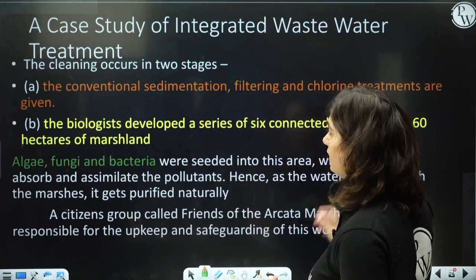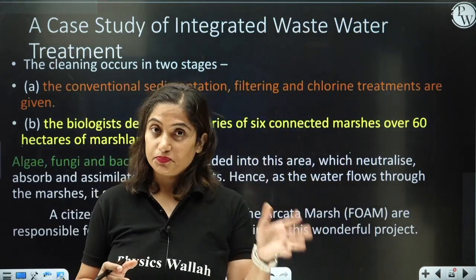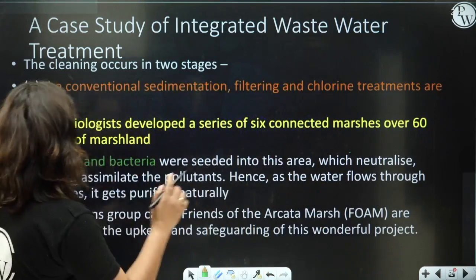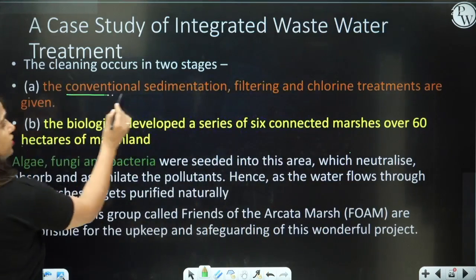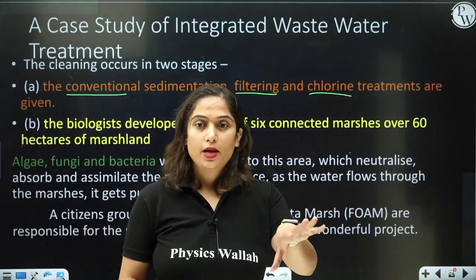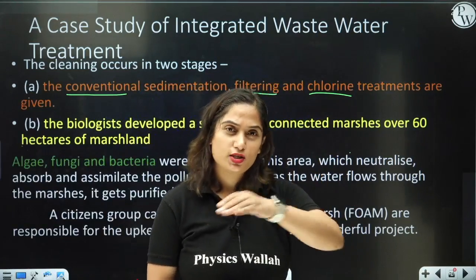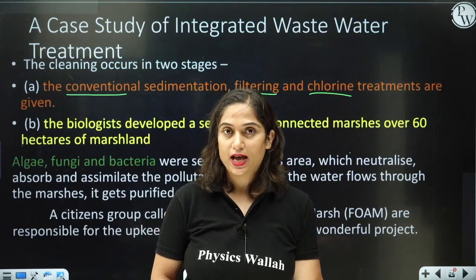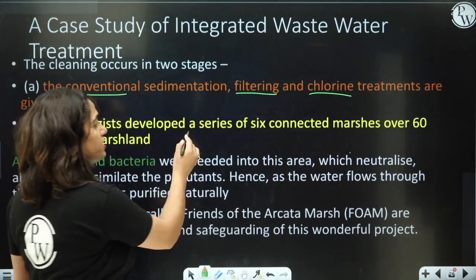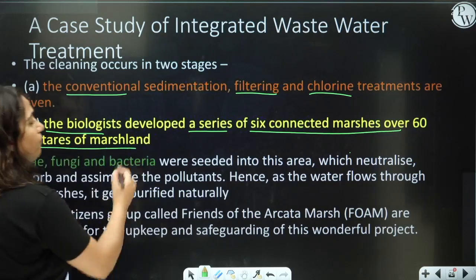What is that? I'll just tell you. So in the integrated wastewater management, water is treated or cleaned up in two stages. The first stage is the conventional sedimentation, filtering and chlorine treatment. In the first stage, as I have just told you in the sewage treatment plant, first we do filtration, sedimentation, then we treat it with chlorine gas. Then after that, the biologists have developed a series of 6 connected marshes over hectares of marshland.